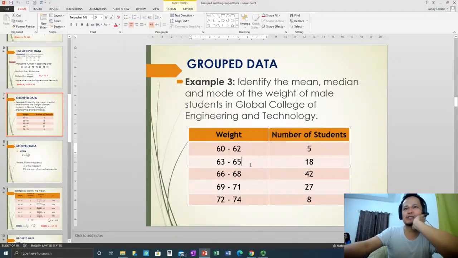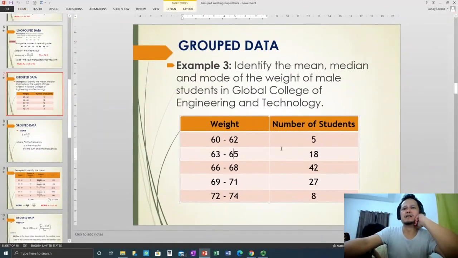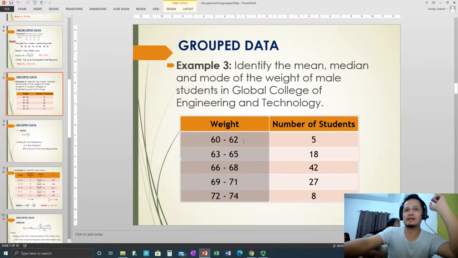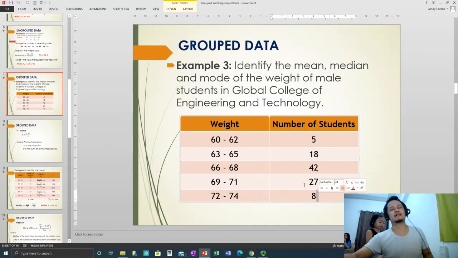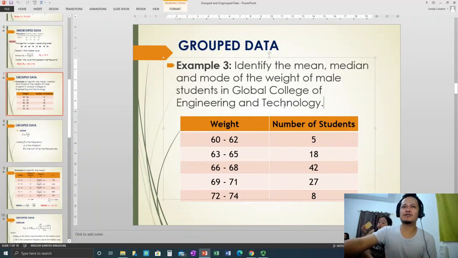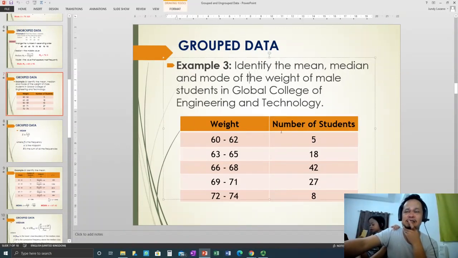This is called a frequency distribution table. So this 60 to 62, 63 to 65, 66 to 68, 69 to 71, 72 to 74 are also known as your class intervals. And the number of students here to the right, 5, 18, 42, 27, and 8, are called frequency. A table of this form, a tabular presentation of your data, is called grouped data. So this is a very good example of grouped data.